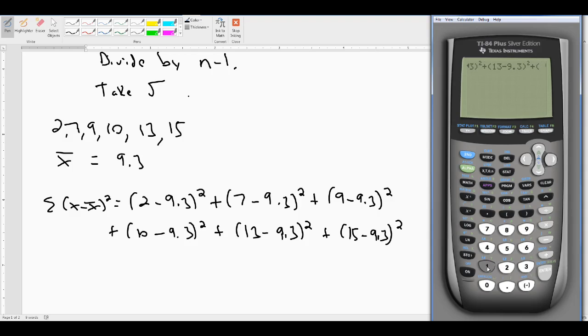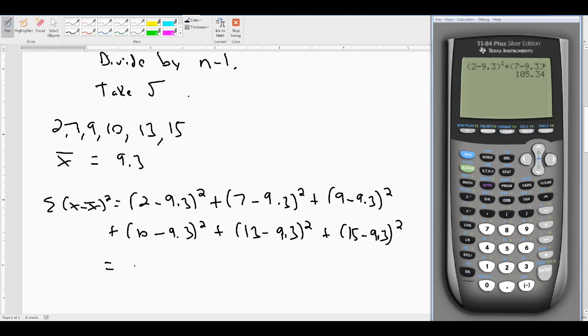Plus 15 minus 9.3 squared. Let's see if I type it in right. 15 minus 9.3, 13 minus 9.3 squared. Next one should be 10. Yeah, it was a 10. 10 minus, okay. Now I see the 9 minus already. That's always good. Next thing you should see is a 7. Yeah, there's a 7. And there's a 2. Let's go ahead and hit enter.